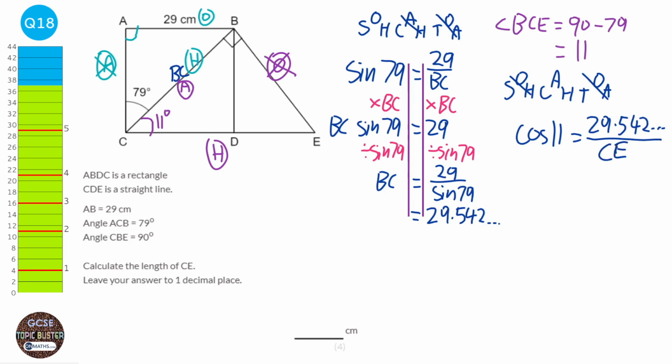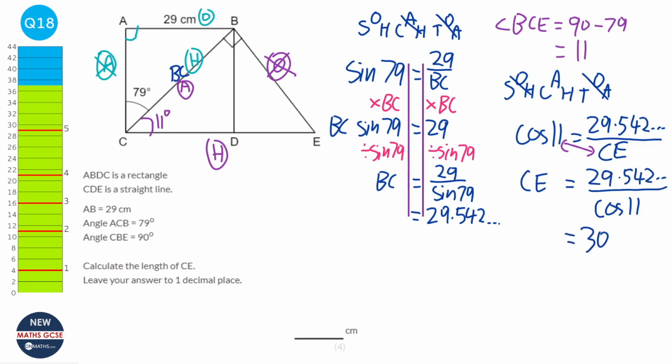Now hopefully you've realised from when we did it with the sine that actually we can just swap these two things over. So we can have it as CE equals 29.542 blah blah blah over cos 11. Then we put that into our calculator and we get the answer of 30.095 blah blah blah, and it wants it to one decimal place, so that will be 30.1.